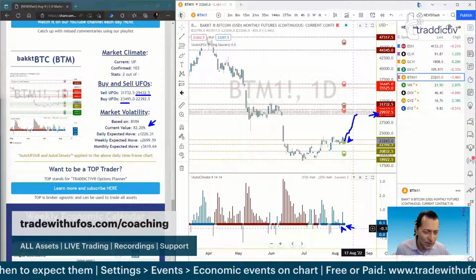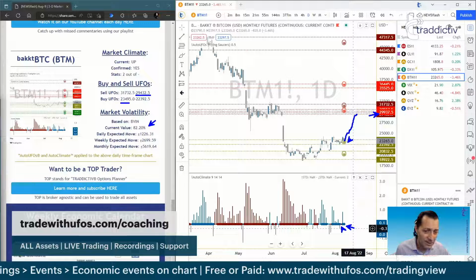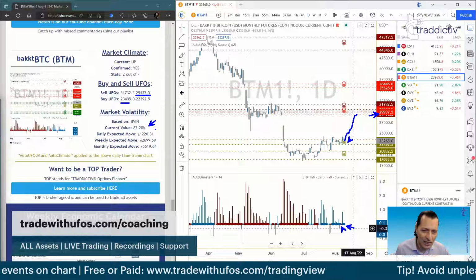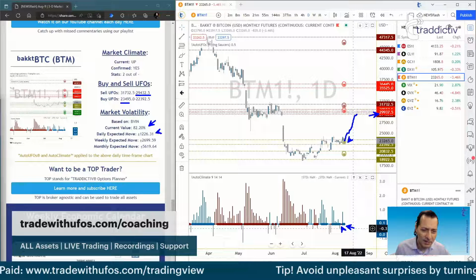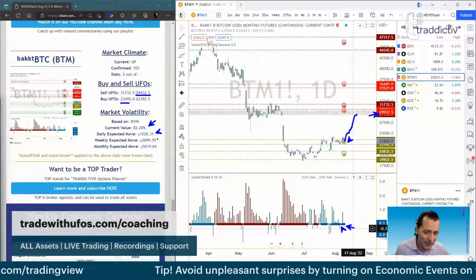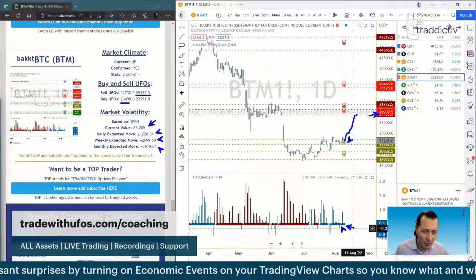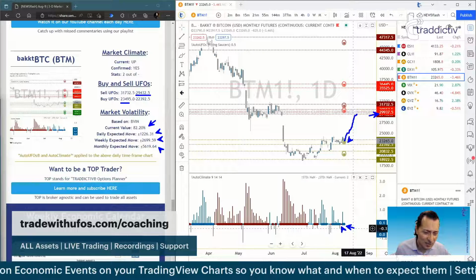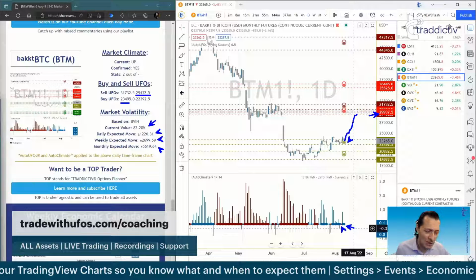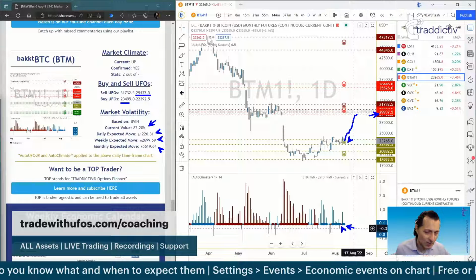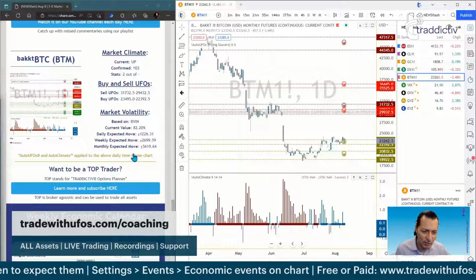So 82.20% is the expected speed of a move for Bitcoin. That is 1,226 points a day, either up or down, almost 2,700 points a week, either up or down, 5,619.64 points, either up or down per month. Okay, that will be the expected speed of movement.